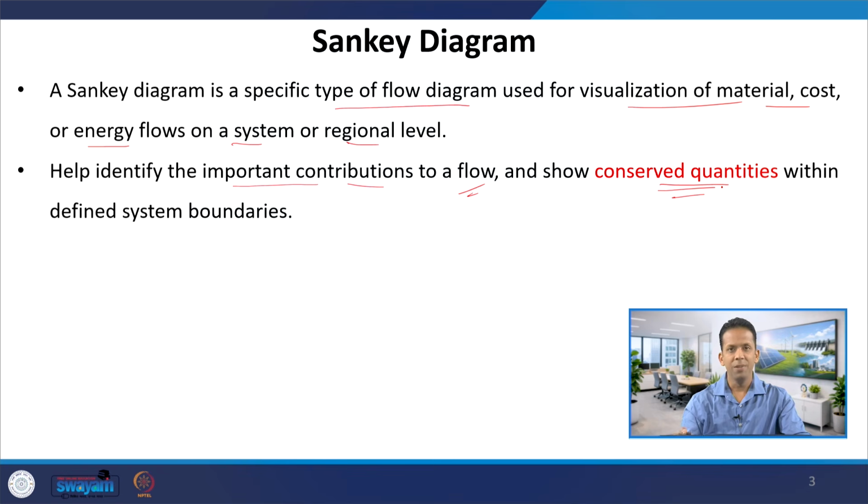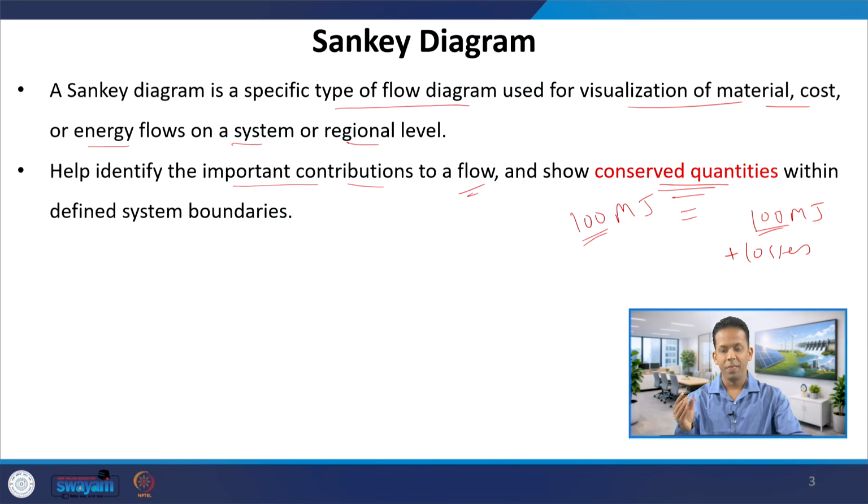Conserved quantities means, suppose the input energy to a system is, let's say, 100 megajoule, the output has to match 100 megajoule. It can include losses as well as the useful part of the energy, but since the input was 100 in total, the total output including losses has to match 100. Only then the Sankey diagram would be balanced and can be drawn correctly. So that's one basic requirement. It is applicable to quantities which can be conserved.